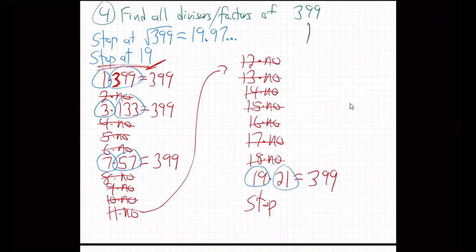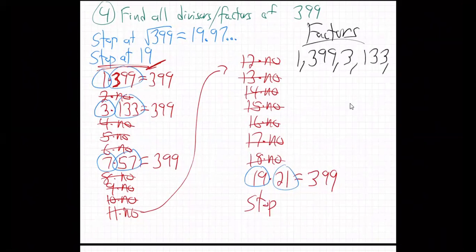So the factors are 1, 399, 3, 133, 7, 57, 19, and 21. I think I got them all. 1, 399, 3, and 133, 7, and 57, 19, and 21. So we found all the numbers that divide evenly with no remainder into 399. So that was a pretty tough one.